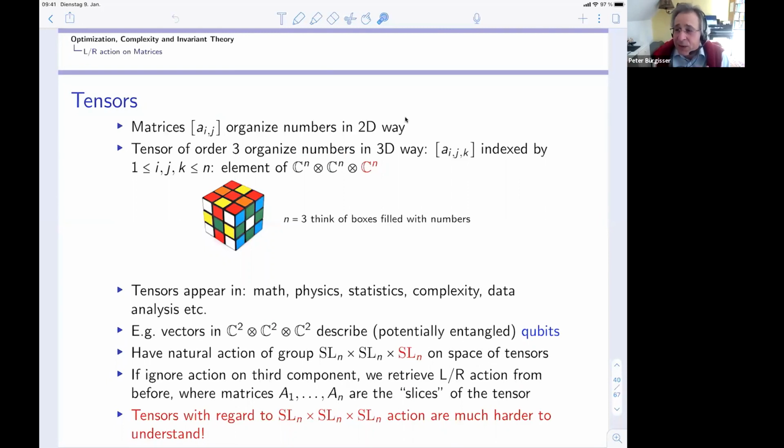Now if I say, okay, I also want to have an action on these slices, an action on this vector space, the group is now SL_n times a third SL_n. Then this is called the tensor action. That's very important for complexity theory and many other areas, but it's much harder. We don't have these nice results as for the left-right action. There are many open questions. For instance, we don't know whether null-cone membership works in polynomial time for the tensor action.